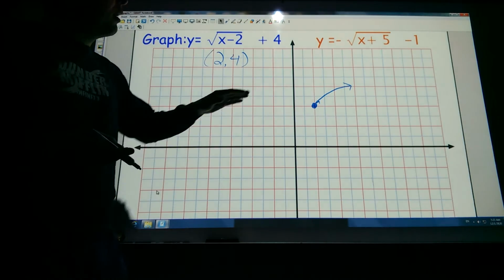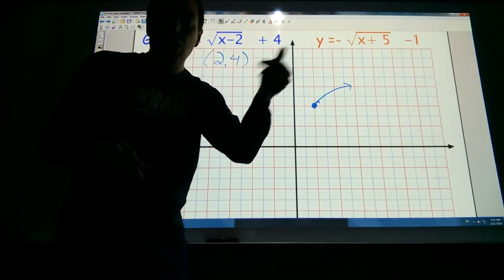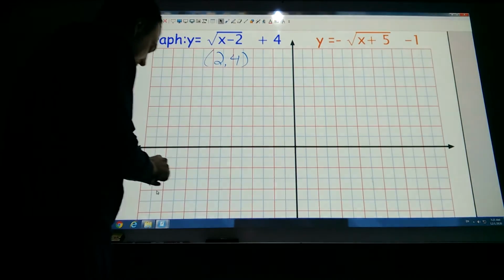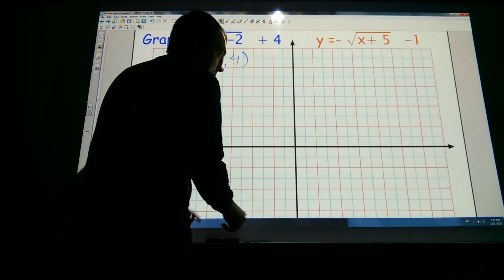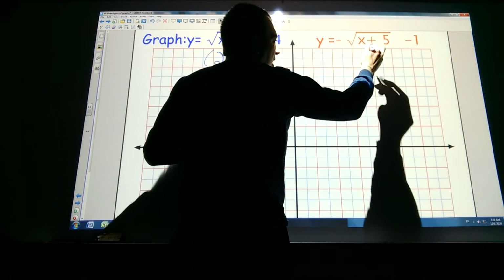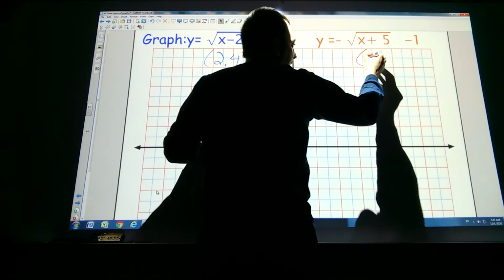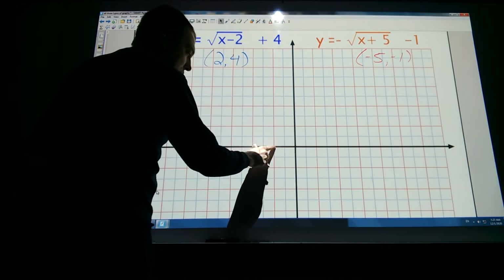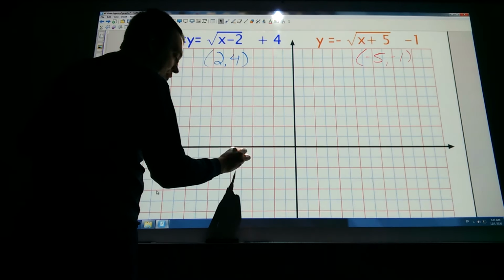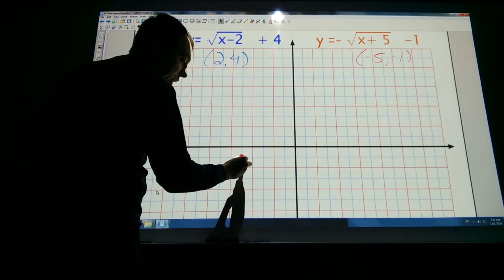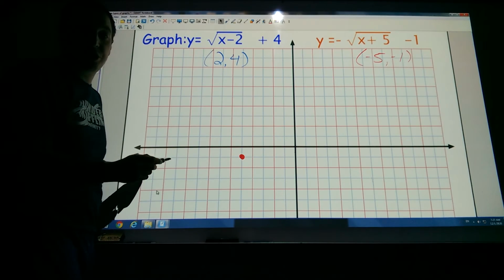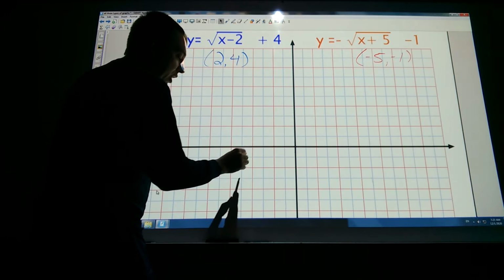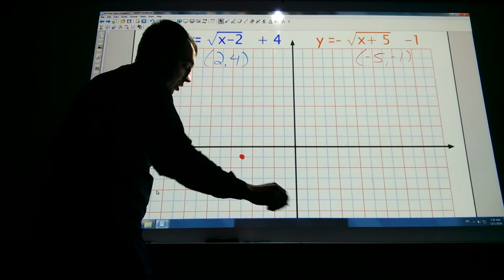Well, Mr. Mack, what if I put a negative out in front? Good question. All right, let's suppose I have a square root graph. I can find the starting point. And the starting point, again, is opposite on the inside, negative 5. Same on the outside, negative 1. Negative 5, negative 1. It's a square root graph, so that tells me the shape. And the number in front is negative, so it does not go up and to the right. It goes down and to the right.